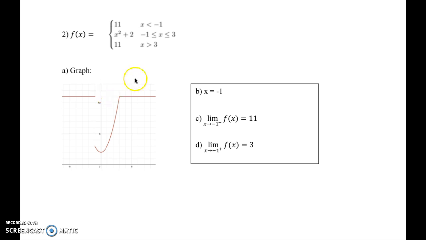So here at -1, we definitely have a jump going on because our limits from both sides do not match. Our limit at -1 is 11 from the left and 3 from the right, and therefore there is a jump. But at this point where we have an overlap, there's no discontinuity going on. The graph is continuous at that point. There's an open circle and a closed circle in the exact same spot.